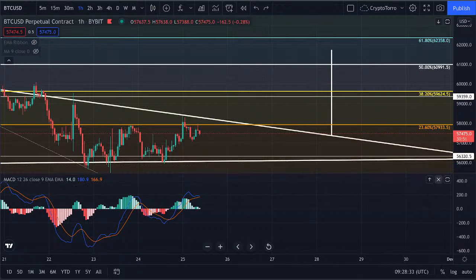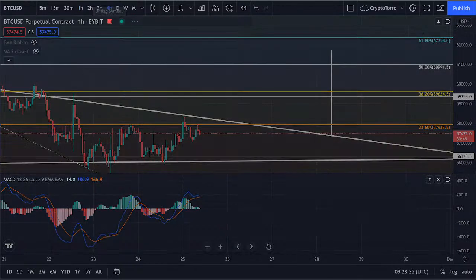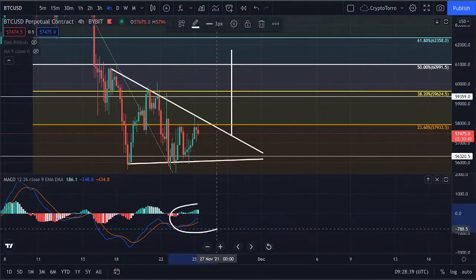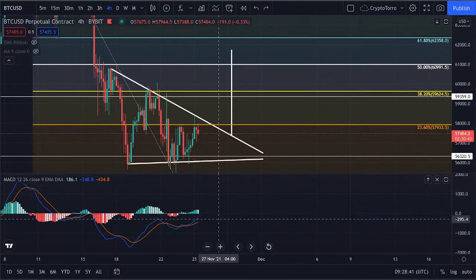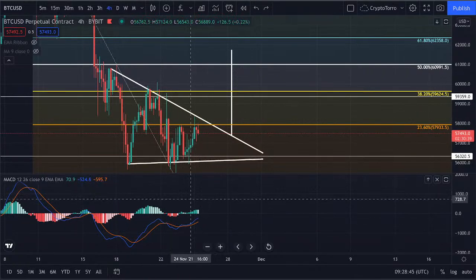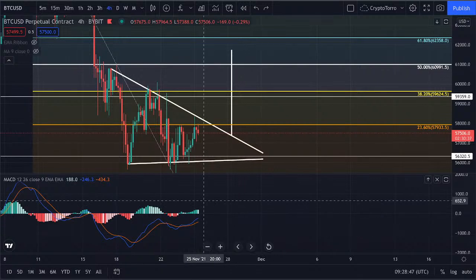Well, this being said, I would like to also discuss the MACD on the 4 hourly time frame. Well, here as well, we are seeing a momentum decline, we are seeing a momentum loss, and if we do see a crossover on the 1 hourly time frame, it is likely that we will eventually see a crossover on the 4 hourly time frame as well.